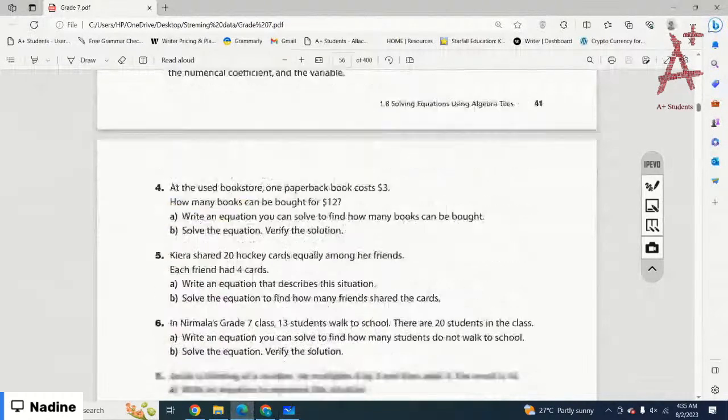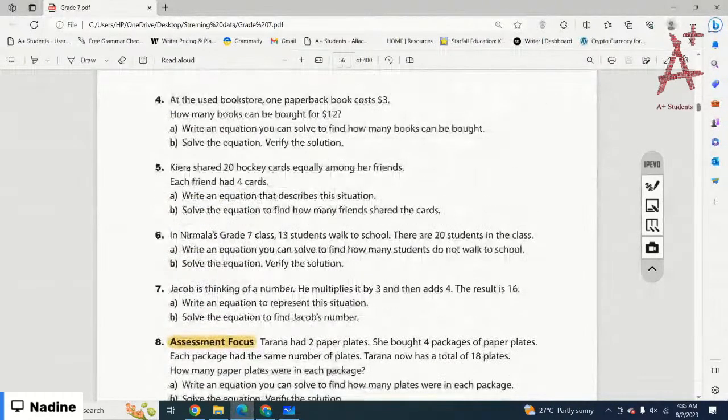Let's just look at question number 4. At a used bookstore, one paper book costs $3. How many books can be bought for $12? Write an equation you can solve to find how many books can be bought. Solve the equation, verify the solution. Okay, one book costs $3. You have to see for $12 you can buy how many books, right?